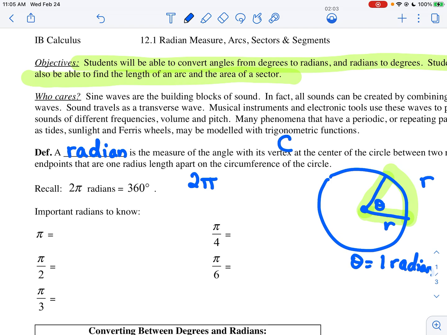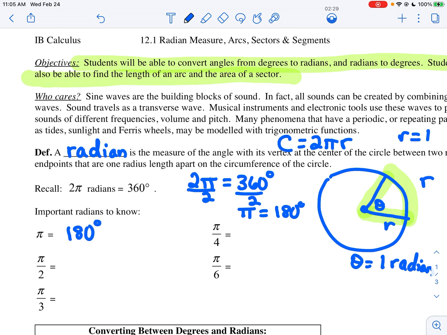Well, it takes 2 pi radians. Remember, circumference was 2 pi r. And if I let r be 1, then the circumference, the distance around a circle, is 2 pi. We also know the distance around a circle is 360 degrees. So if I divide by 2, then what I know is pi radians is equal to 180 degrees. So that's important. So pi is 180.